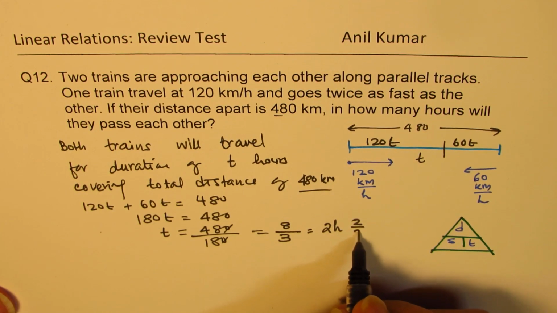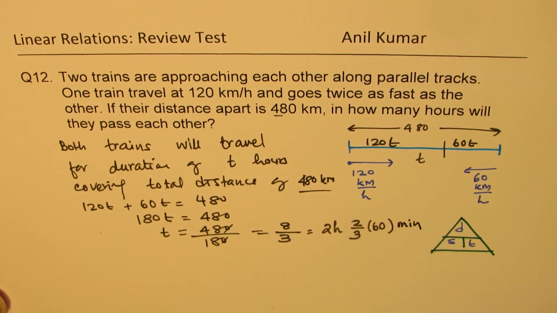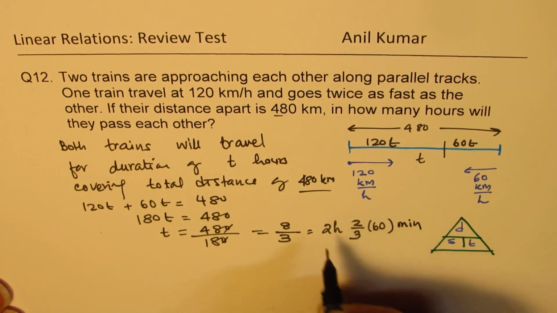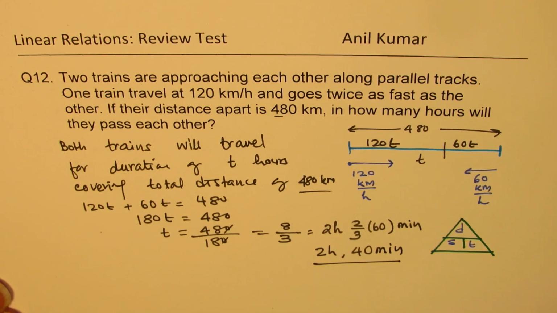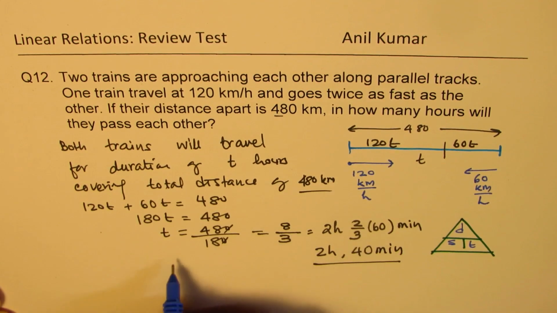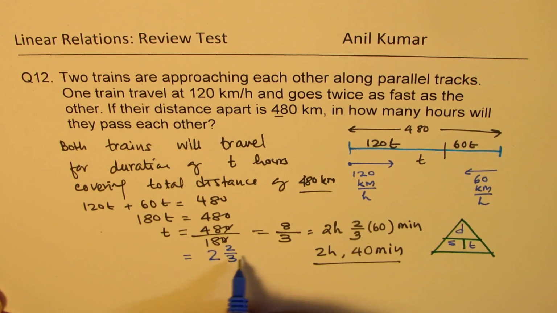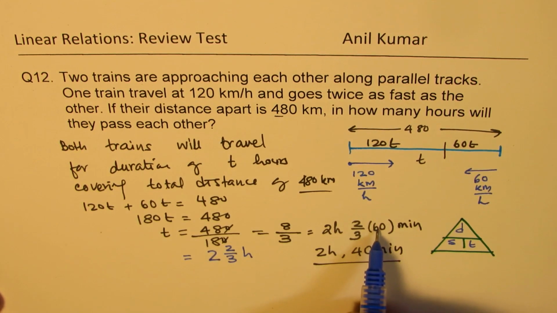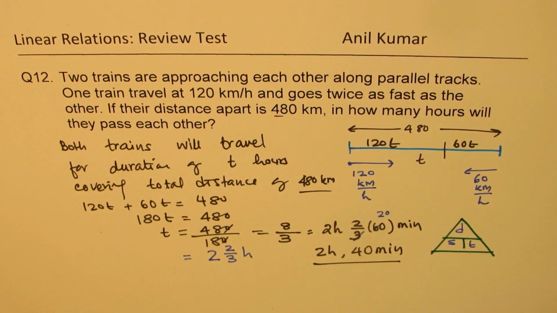So basically 2 hours and 2/3 of 60 minutes. So we converted that to minutes. So 3 goes into 60, 20 times. So 40. So we get 2 hours and 40 minutes. Is that clear, right? So you could answer like this, converting hours to minutes. So basically what we did was 8 over 3 could be written as 2 and 2 over 3 hours, right? And then to get minutes, we multiply 2 over 3 by 60. So that goes 20 times. 20 times 2 is 40. So we get 2 hours and 40 minutes.